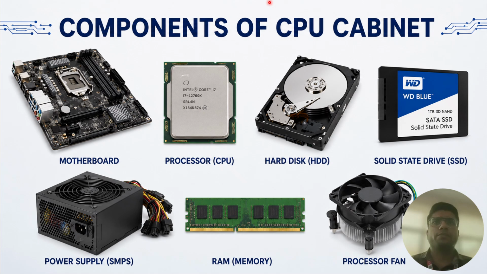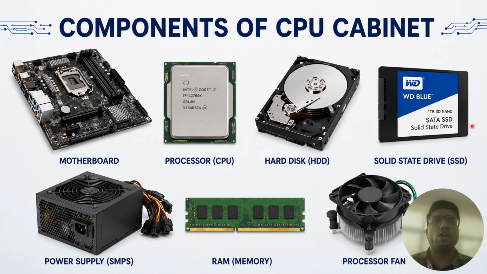Motherboard. The motherboard is the main circuit board of the computer. All the components are connected to it. Next, processor. Processor is called the brain of the computer. It performs calculation and controls all operations. A faster processor makes the computer work faster. Next, hard disk. It stores data permanently. It can store documents, photos, videos, software, etc.